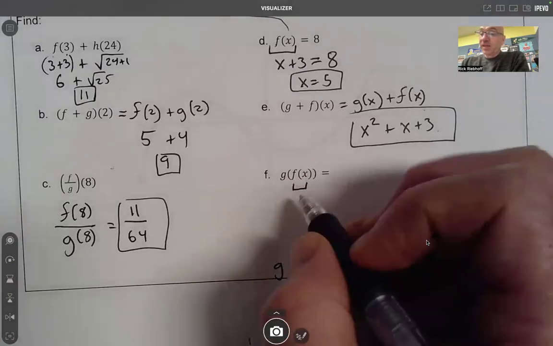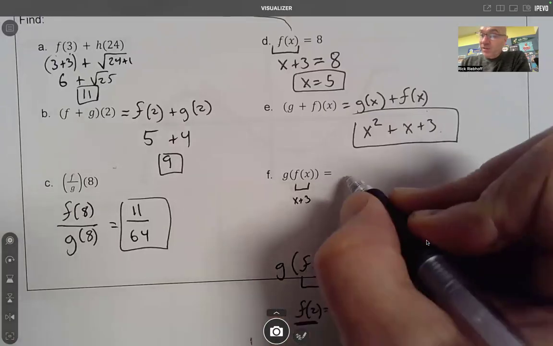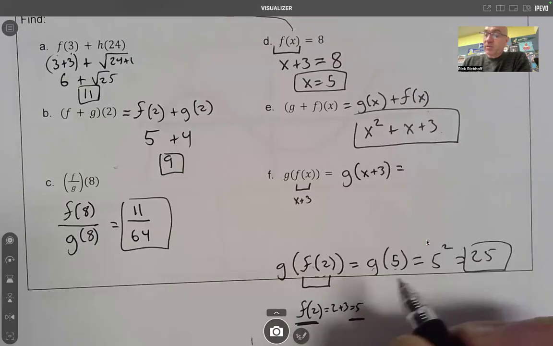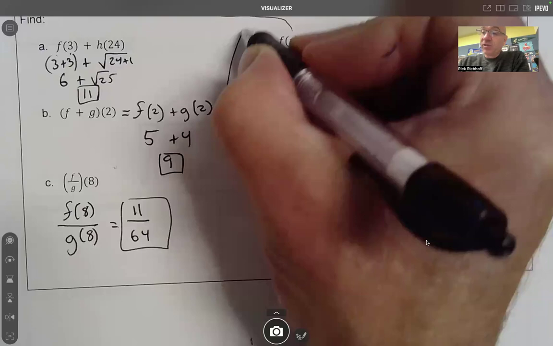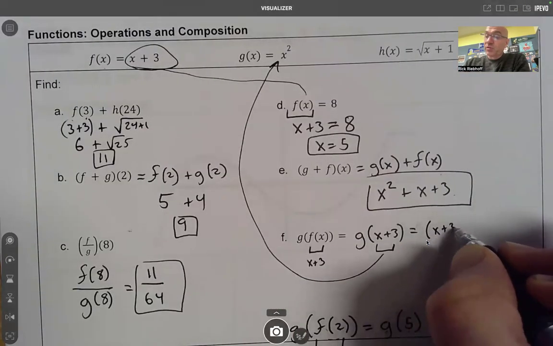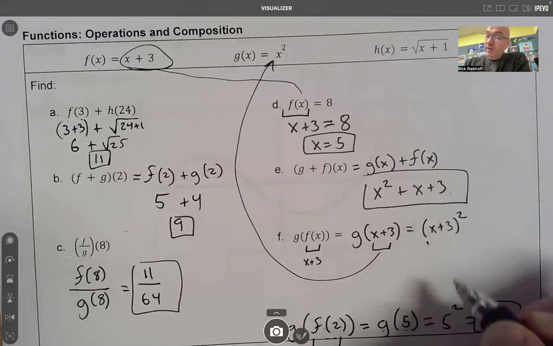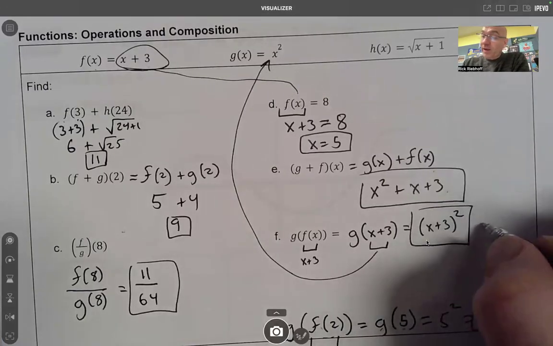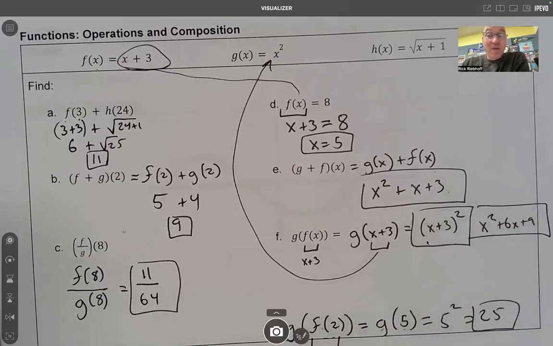There we go. This one, I have to plug the equation in. So f of x equals x plus 3. We're just going to plug that in. So g of x plus 3 equals. This means I'm going to plug x plus 3 into the G machine. So my input is x plus 3. What do I do to the input? I square it. You could leave it like this if you want, or you could FOIL that out and make it x squared plus 6x plus 9. Your call. I'm okay with either one.